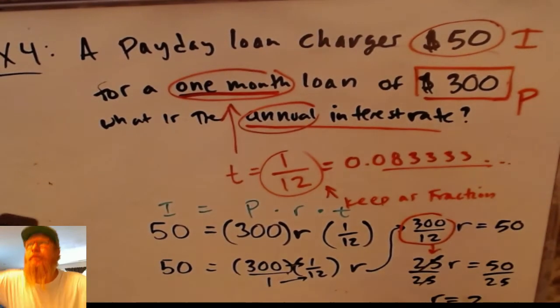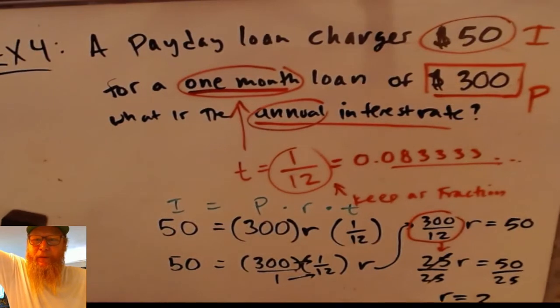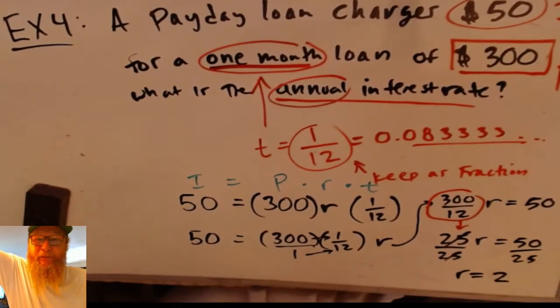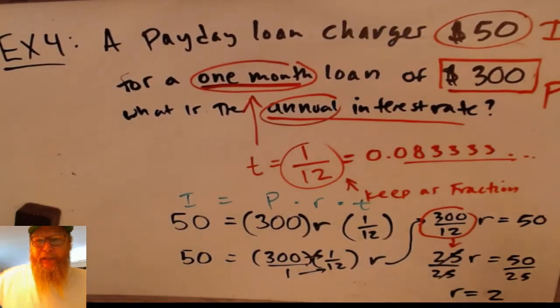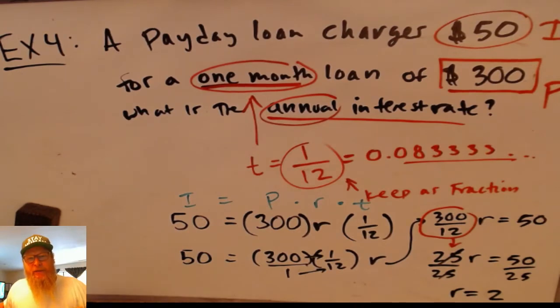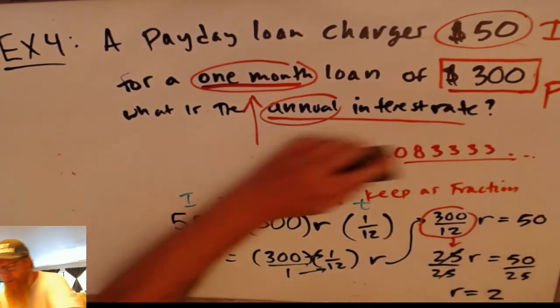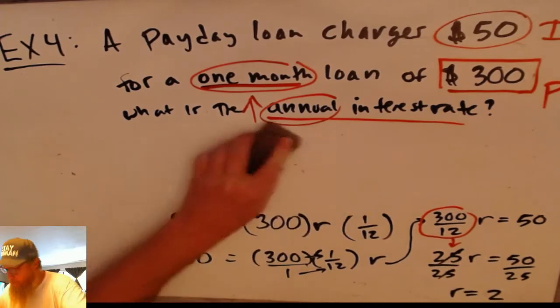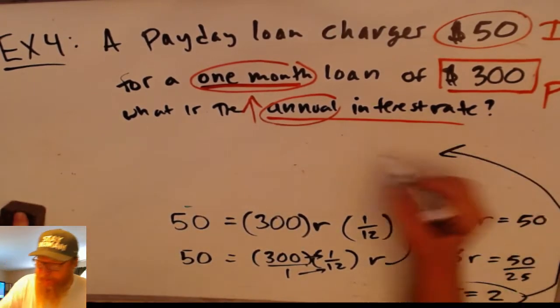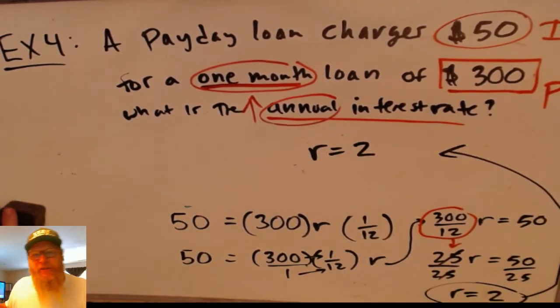I don't know if you can see that. R is 2. The camera's really in a weird angle today. All right, so what is the interest rate? Be careful. It's not 2%. R is 2. Now be careful.